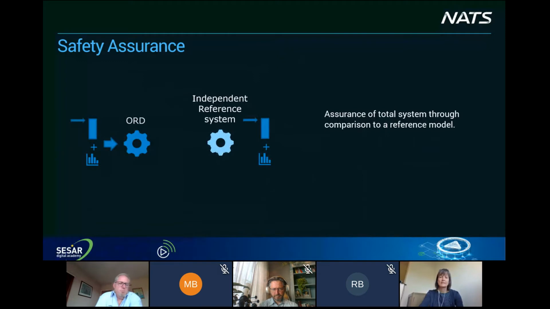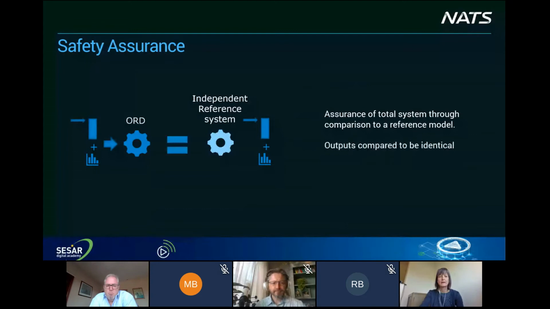In order to provide this level of assurance, outputs from the configuration and the algorithms of the implemented system are compared, using the same configuration, to an independent reference model. And it's not just that the performance has to be equal, but actually that they are identical. And this enables us to provide the correct level of assurance to the controllers so that we can use the tools efficiently.